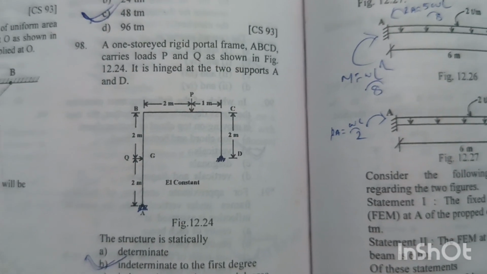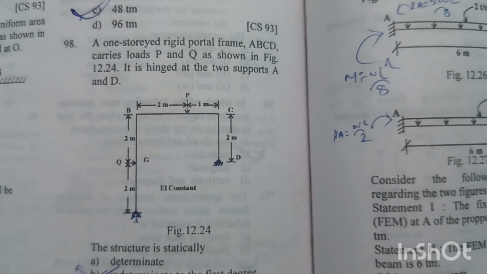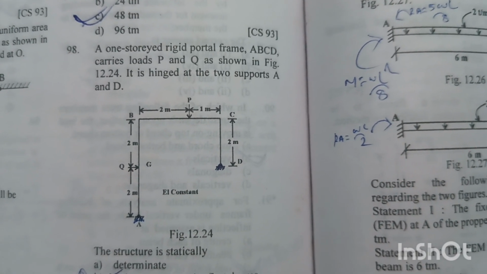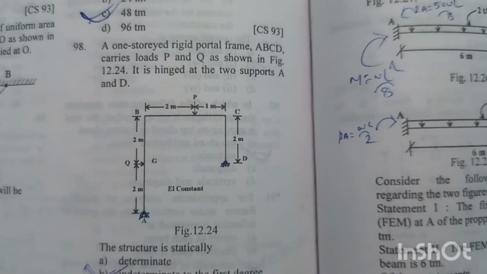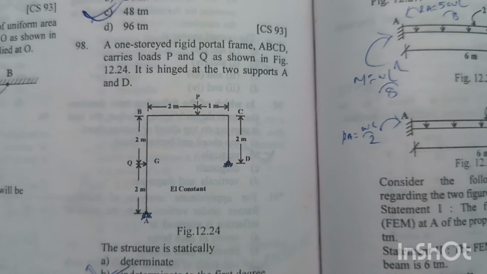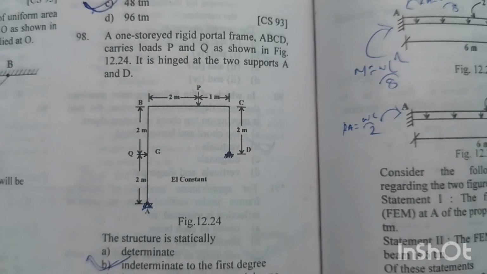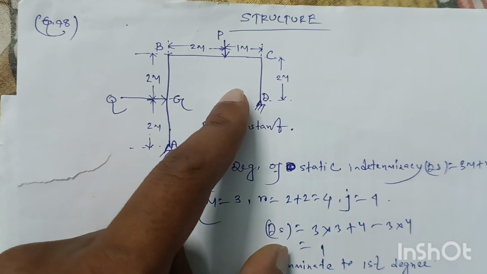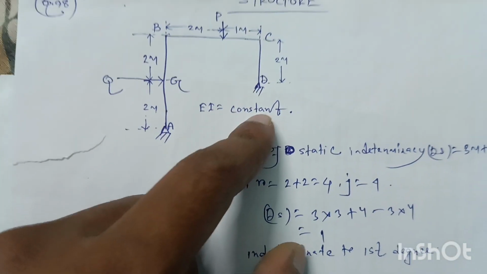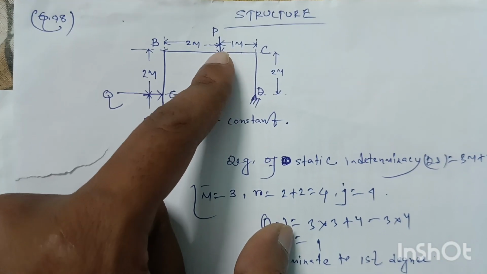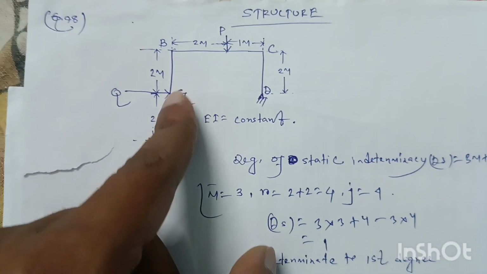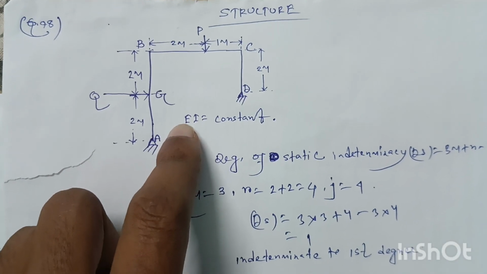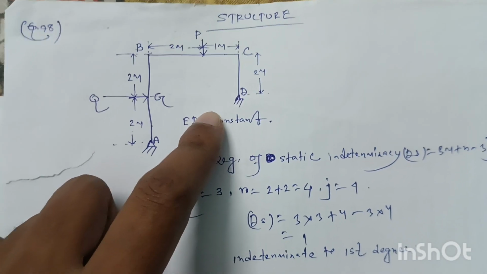Question number 98. A one-storied rigid portal frame ABCD carries load P and Q as shown in the figure 12.24. It is hinged at the two supports A and D. The structure is statically indeterminate. So this is the rigid jointed portal frame ABCD subjected to vertical loading P at this point and Q at this point, and EI is the flexural rigidity of the frame, that is constant throughout the frame.